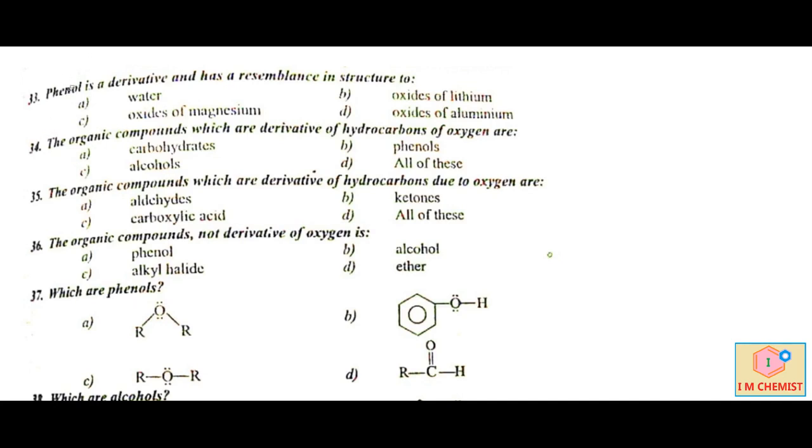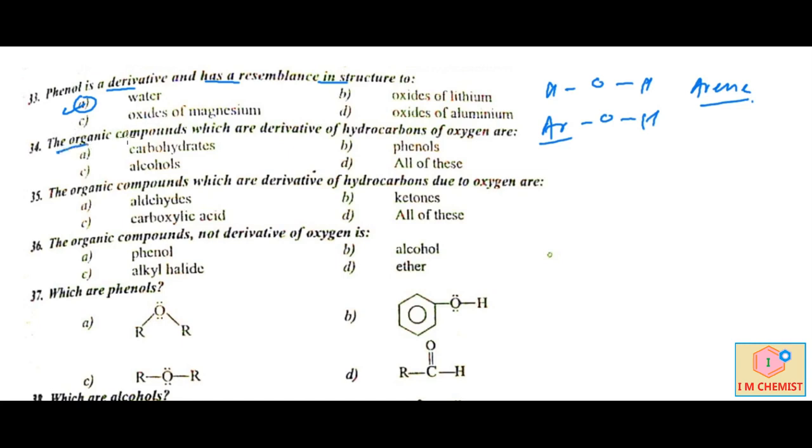MCQ number 33. Phenol is a derivative and has a resemblance in structure to what? So option number A is correct, that we have discussed already. This is water, and if you replace one of the hydrogens with a benzene ring or aromatic ring, Ar, that is the representation for aromatic compounds, for arenes. And what are arenes? That contain a benzene ring. So option number A would be correct.